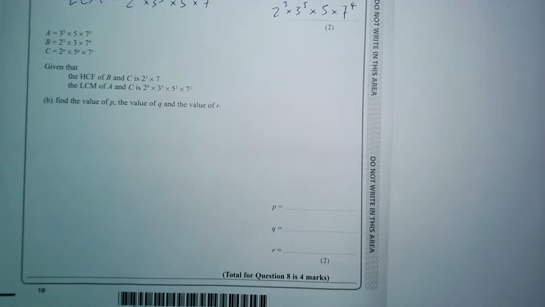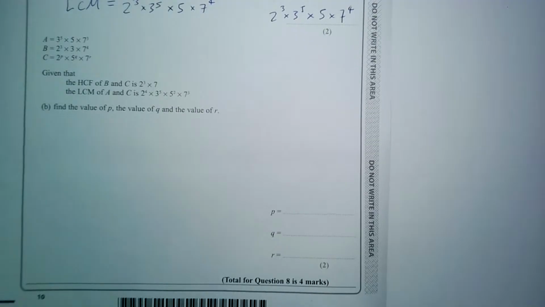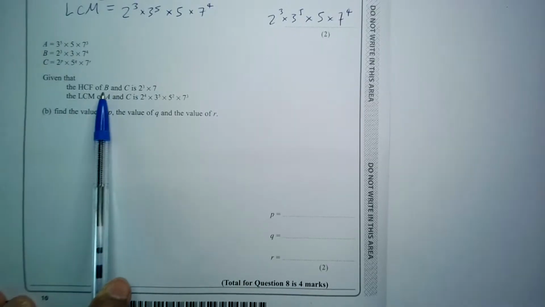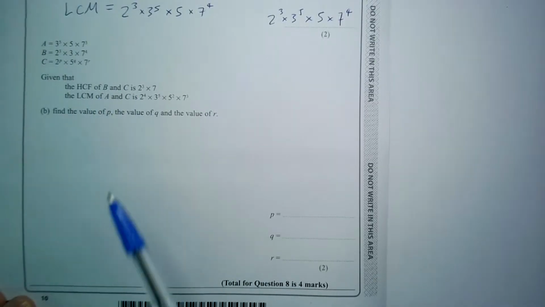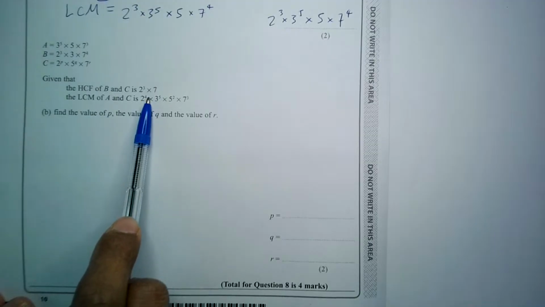So what I'm going to do is take each sentence. In fact, before I dive in, press pause and have a go. When you're ready, press play for the answer. Okay, so I'm going to look at each sentence. First, B and C. The HCF of B and C is 2 to the power 3 times 7.